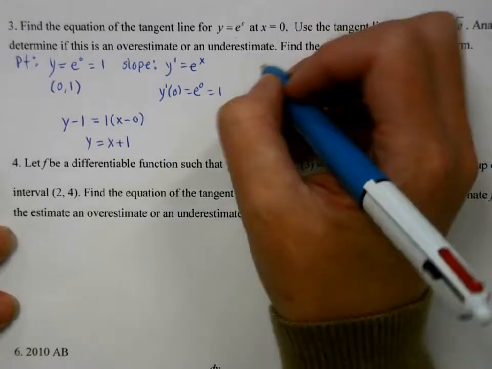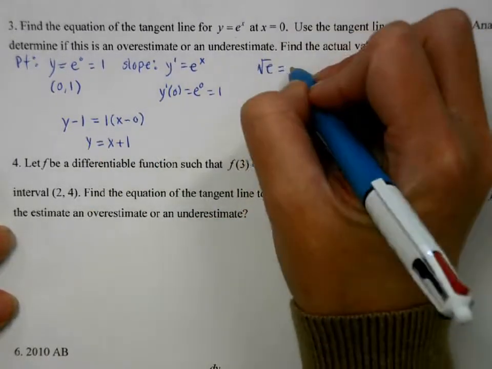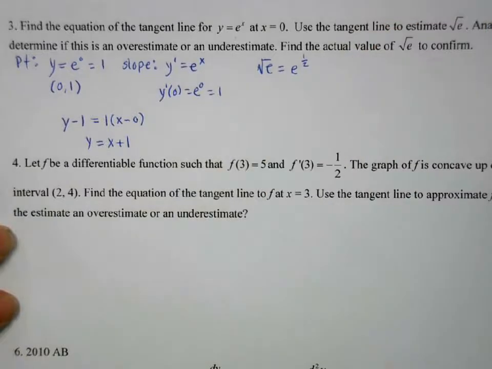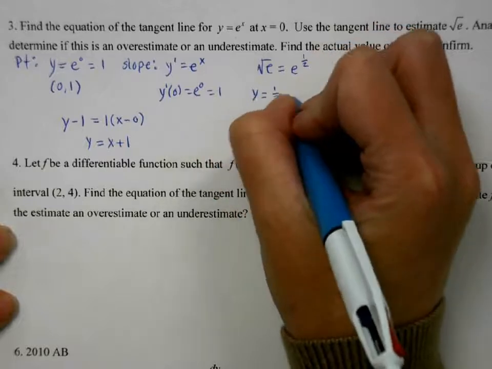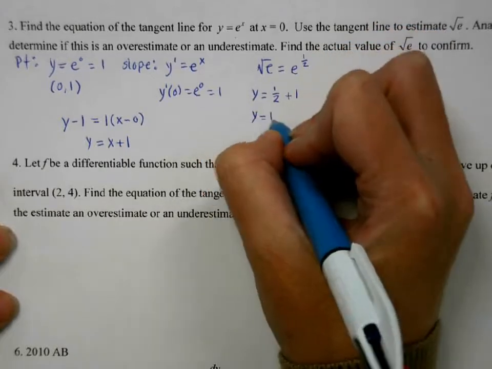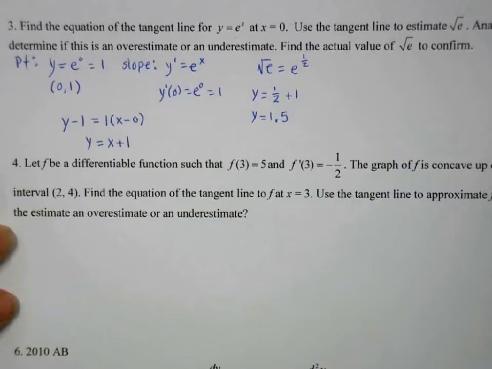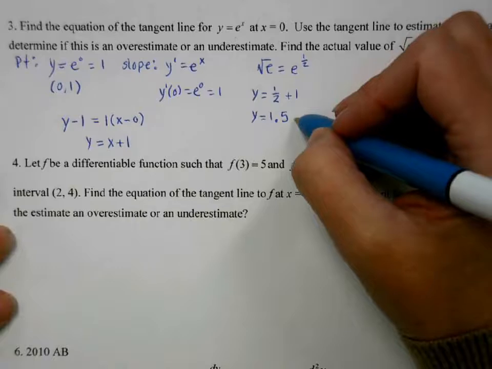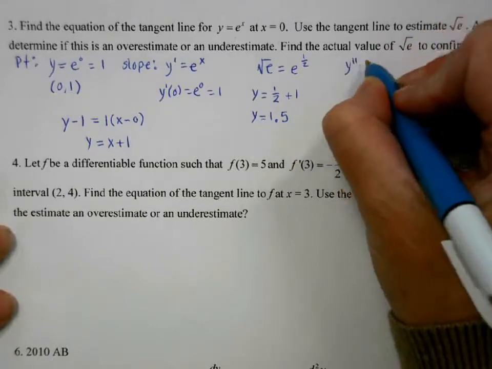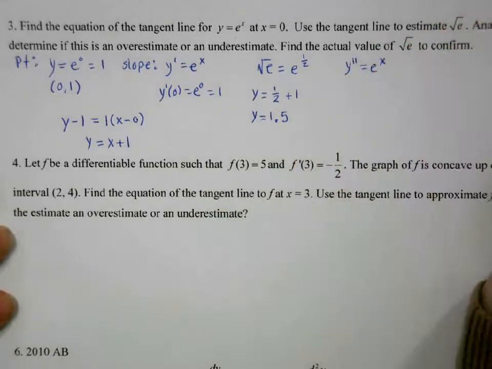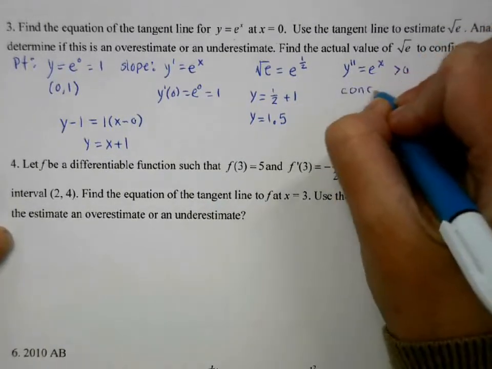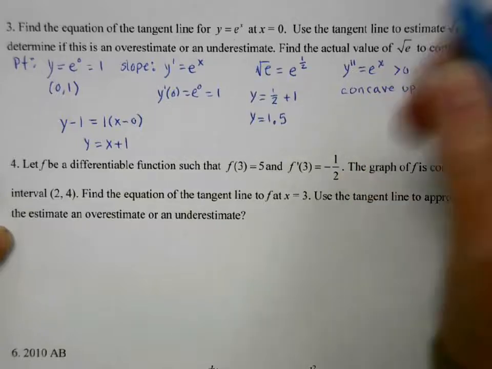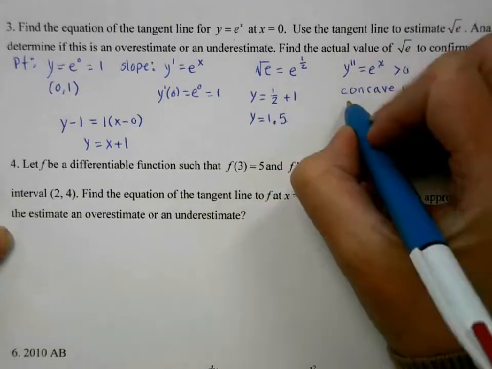The square root of e is the same as e to the 1/2. Okay, so what we're interested in is plugging 1/2 into our equation and seeing what we get. Okay, so our tangent line approximation is 1.5. Is that an overestimate or an underestimate? Well, if I look at the concavity, e to the x is always going to be positive, which means it's going to be concave up, which means our estimate is an underestimate.